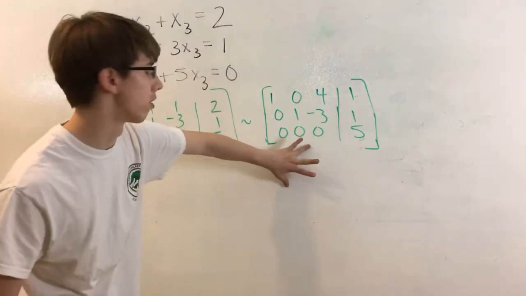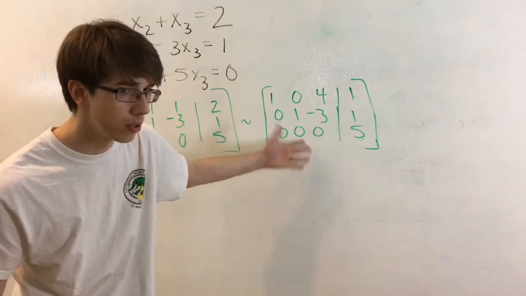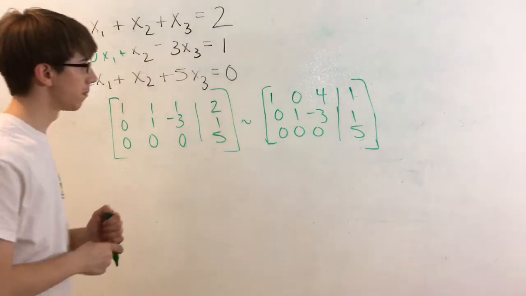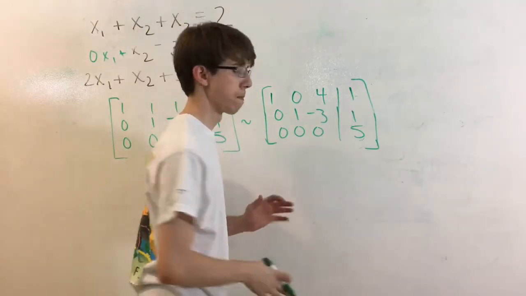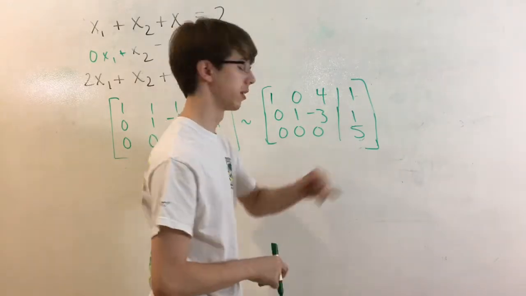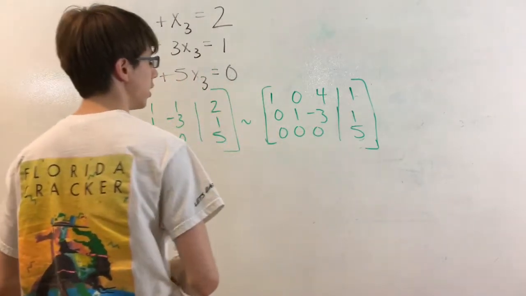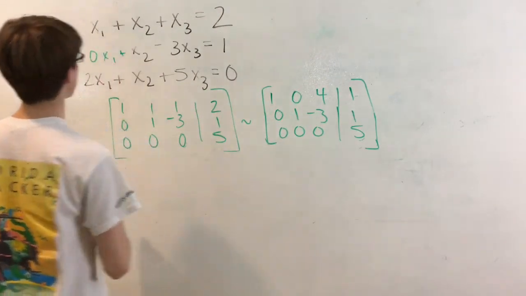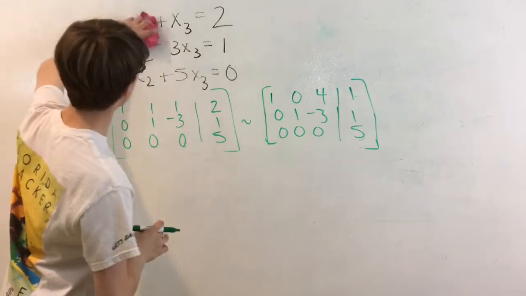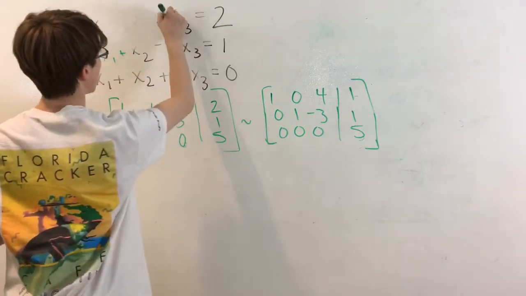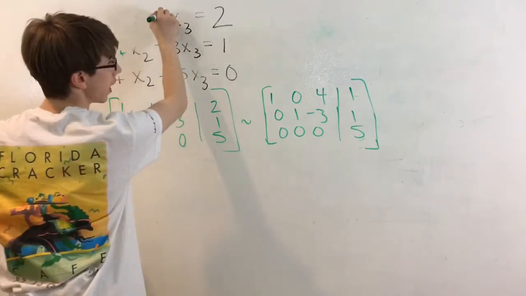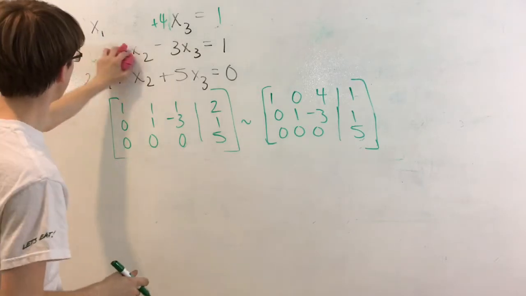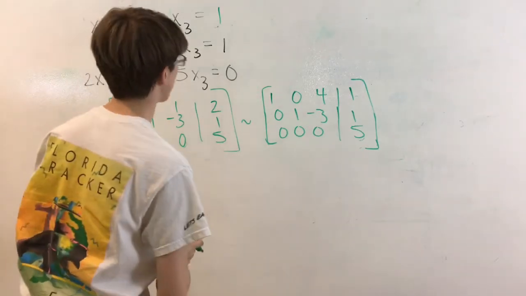But now we're already in RREF, right? So since we're already in RREF, what that means is these are our solutions. This 0 is equal to 5, right? These are solutions. We end up with this. So it's somewhat similar to the infinite solutions, right? We end up with x1 plus 4x3 is equal to 1. We end up with x2 minus 3x3 equals 1.